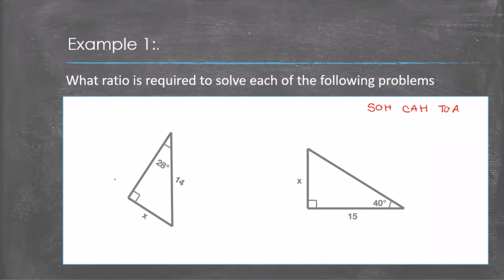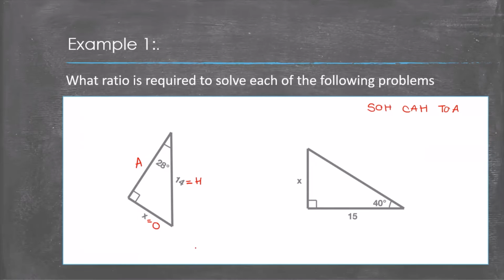So if I look at this first question, I have x, 28 degrees, and 14. First thing you should always do is label your sides. So 14 is my hypotenuse. It's opposite of the right angle. 28 degrees, this is my subject angle. Next to it is the adjacent side, and over here where x is the opposite side.